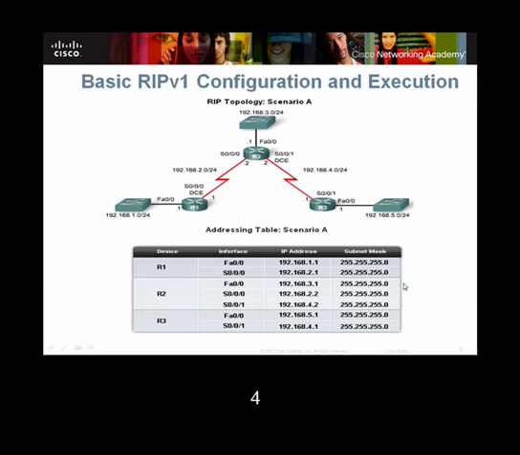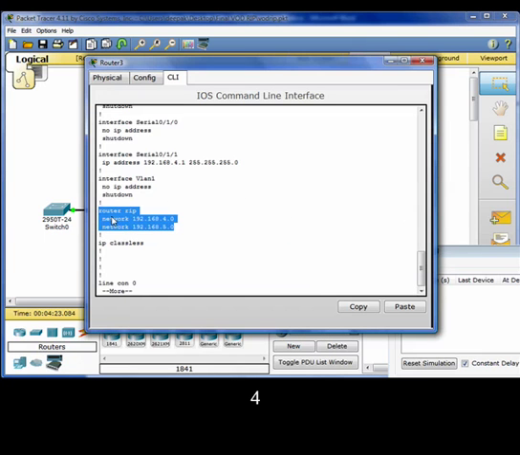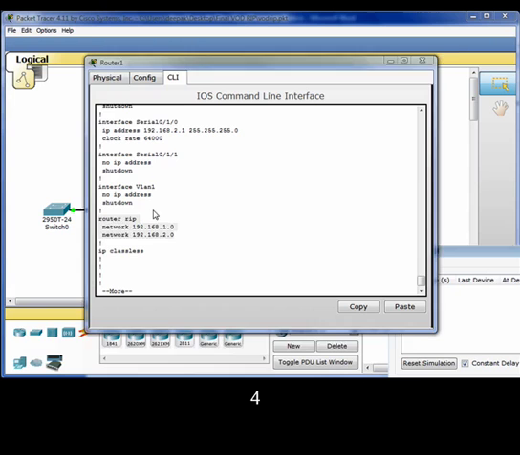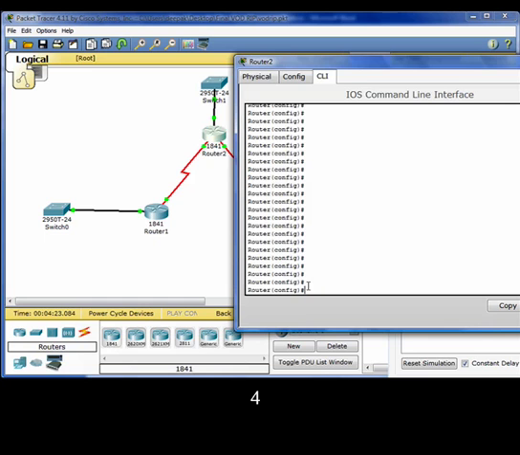Here's a simple topology for you to better understand RIP, and for this purpose, we will use a Packet Tracer activity. Okay, so this network is configured with respect to the topology in the previous slide, and RIP has been configured on router 3 and router 1. So what we're going to do is, let's configure RIP on router 2.